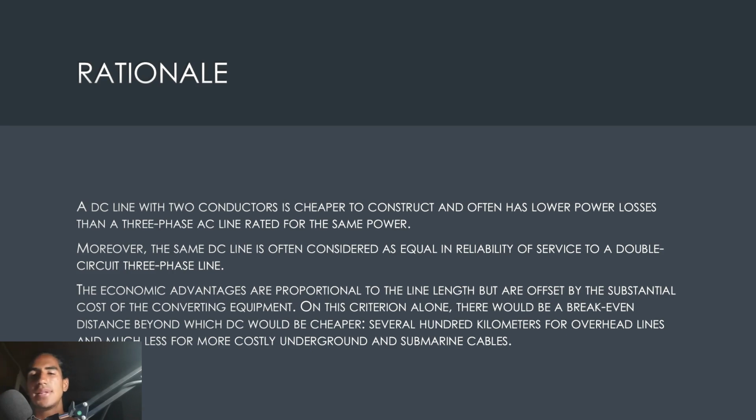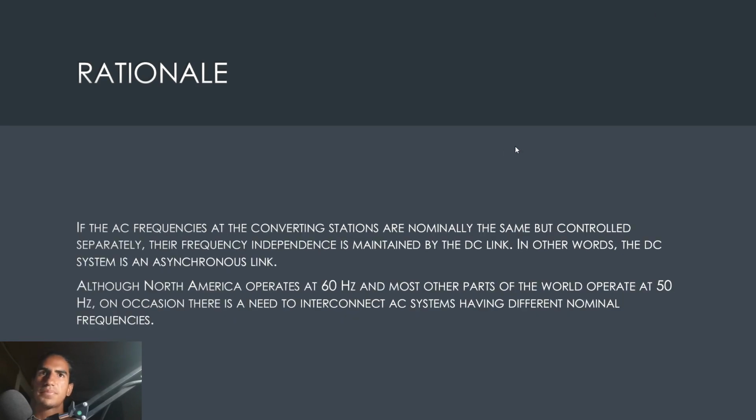So there's a distance after which the expenses become less. If the AC frequencies at the converting stations are nominally the same but controlled separately, their frequency independence is maintained by the DC link. In other words, the DC system is an asynchronous link.